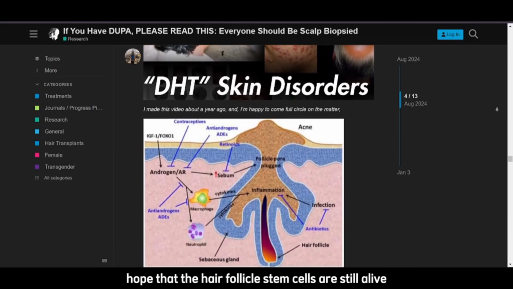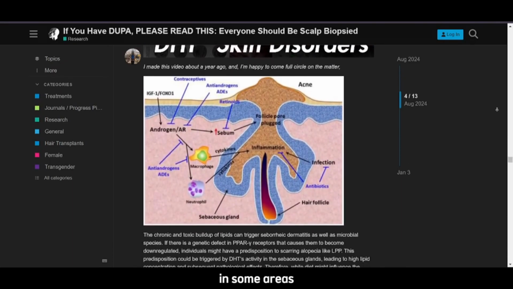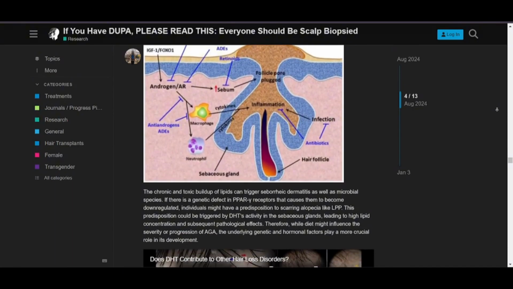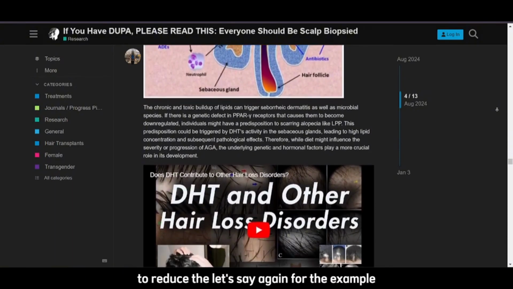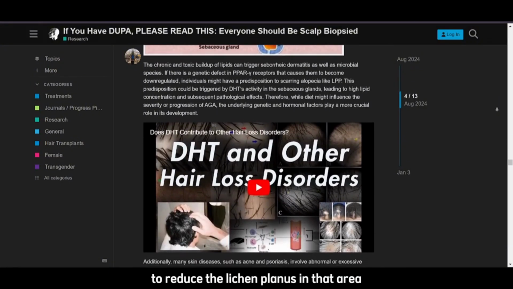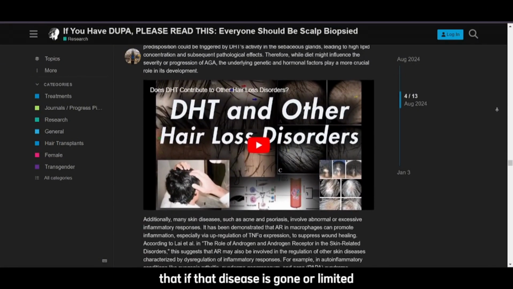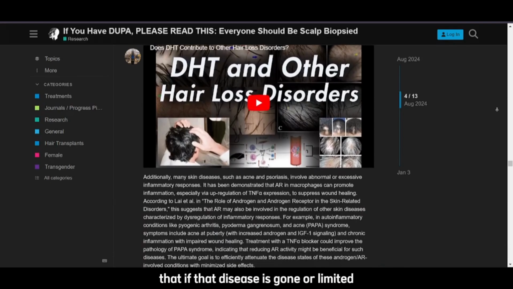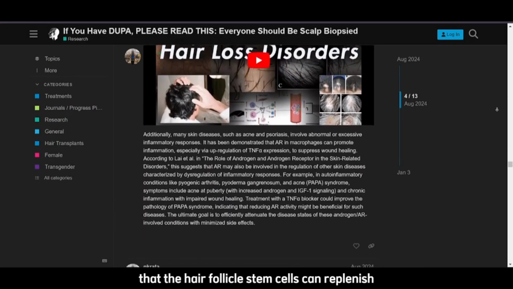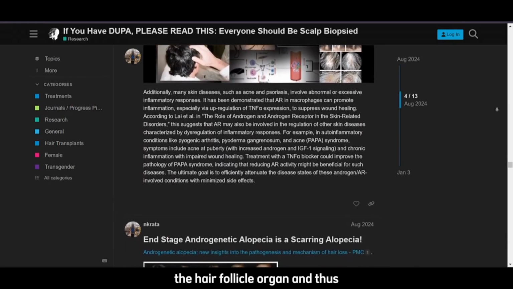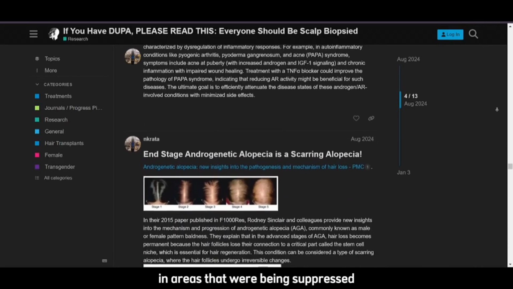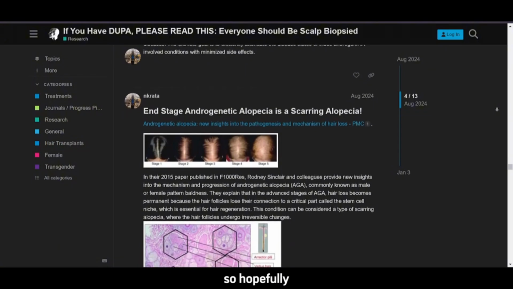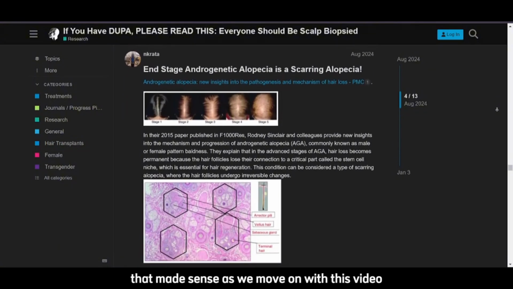and possibly hope that the hair follicle stem cells are still alive in some areas, such that when you take something like pioglitazone to reduce, again for the example, the lichen planopilaris in that area, if that disease is gone or limited, the hair follicle stem cells can replenish the hair follicle organ, and thus you get hair growth in areas that were being suppressed. So hopefully that made sense as we move on with this video.